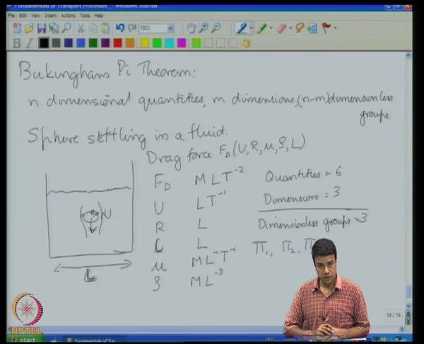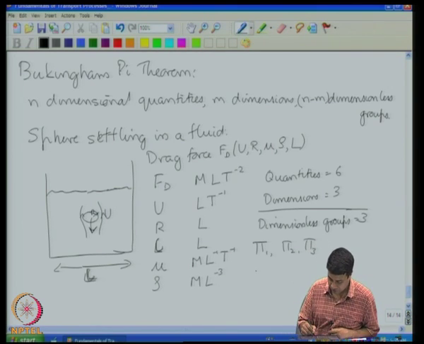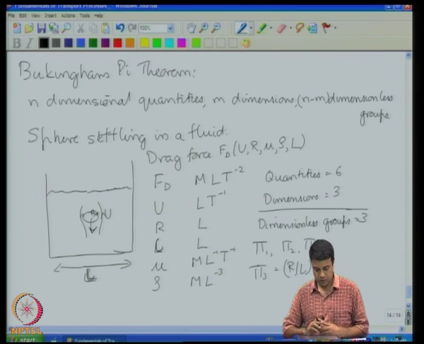One of these dimensionless groups is quite easy to see. There are 2 quantities which have dimensions of length. So, one can form a dimensionless group which is the ratio of these 2 quantities with dimensions of length. I will call pi 3 equal to r by L, the ratio of the 2 lengths.